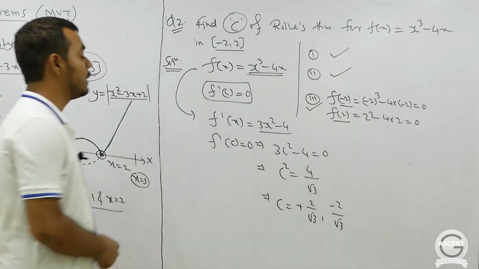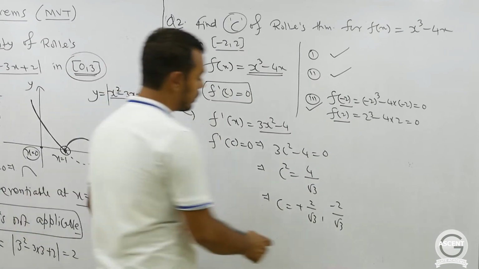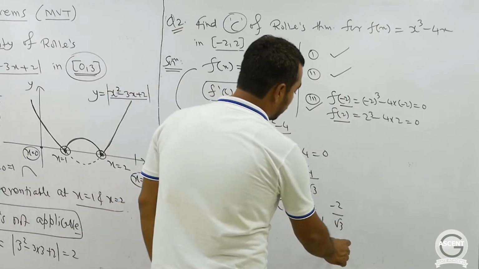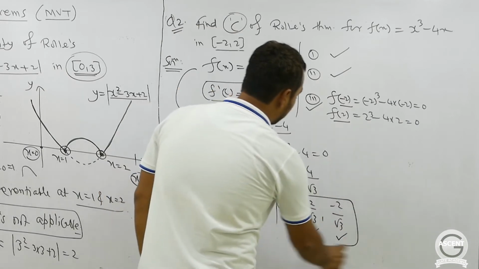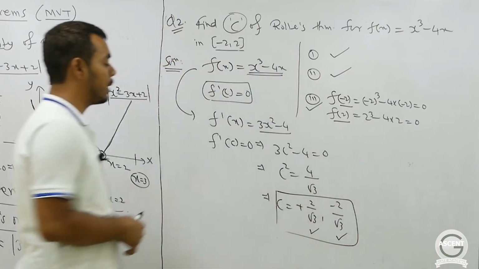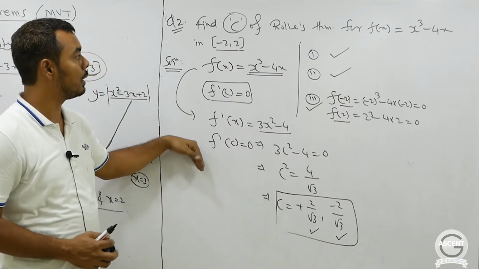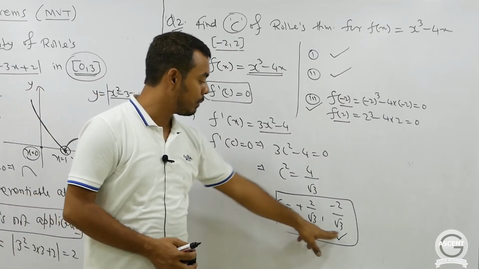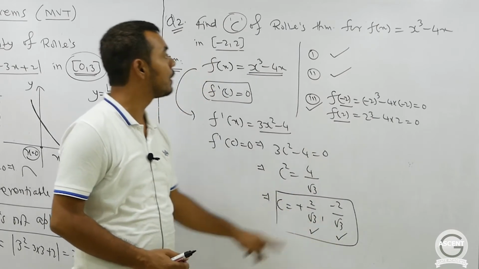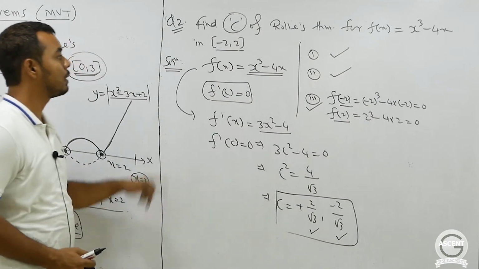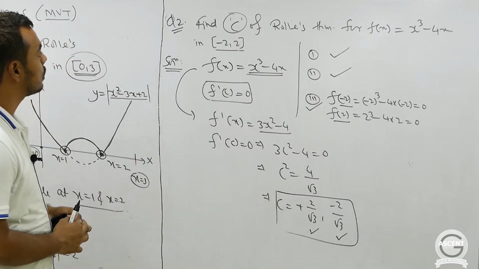Now as you can see, both of these values are lying between minus 2 to plus 2. 2 by root 3 is less than 2, minus 2 by root 3 is greater than minus 2. So clearly there are two values of c for which Rolle's theorem is satisfied. As I explained earlier, the theorem says there has to be at least one point. It is possible that there might be more than one point. For this particular example, there are two different values of c for which f dash c will be 0 for the given function in the given interval. Okay, so this was all about Rolle's theorem.